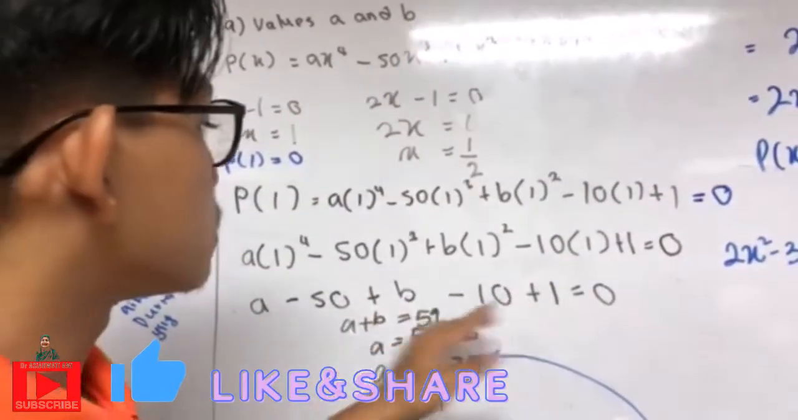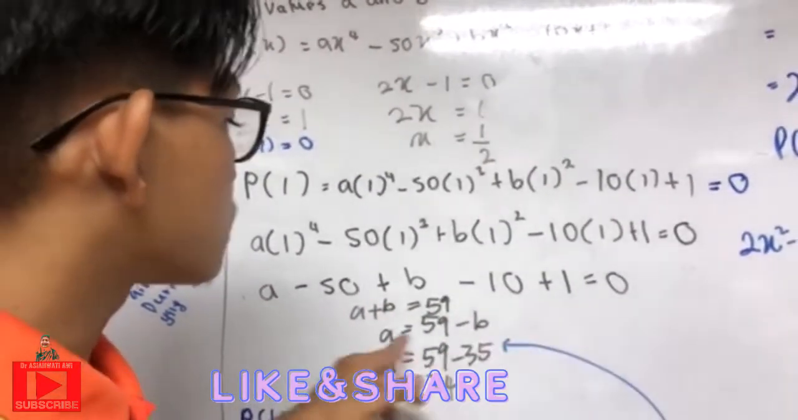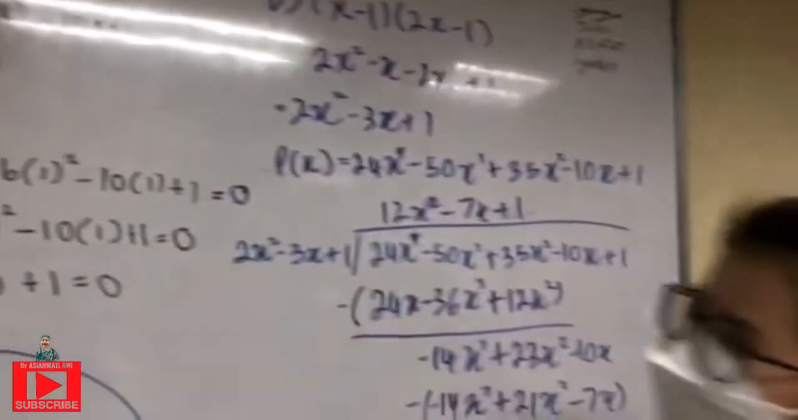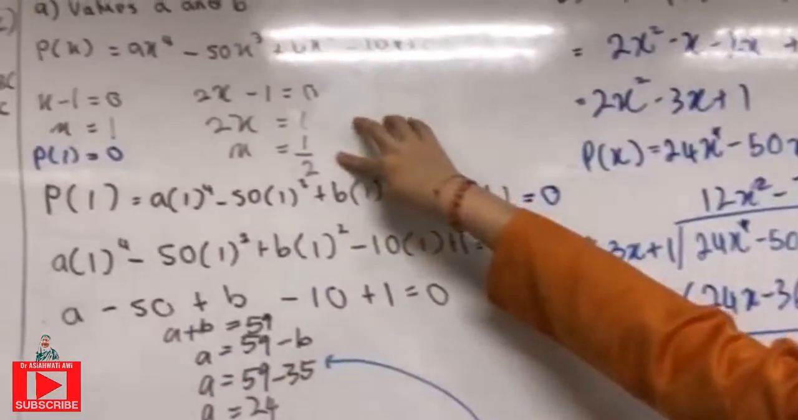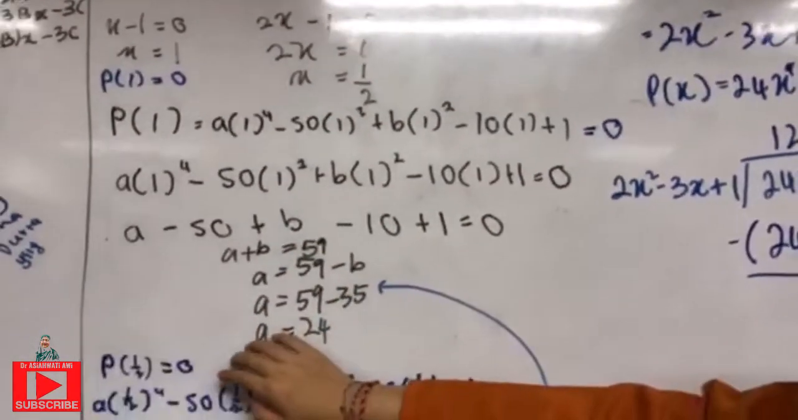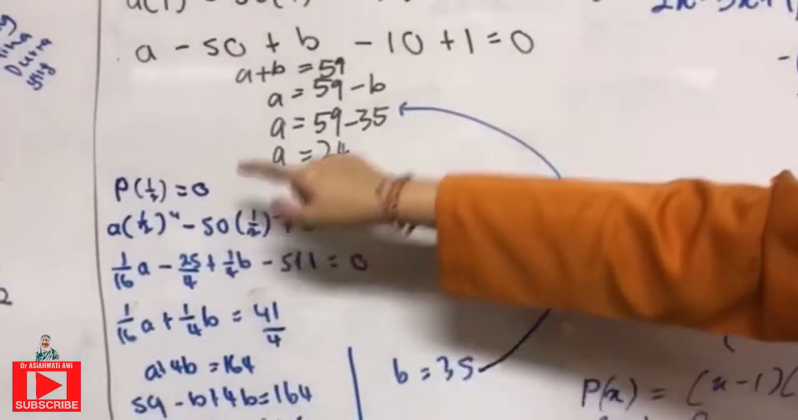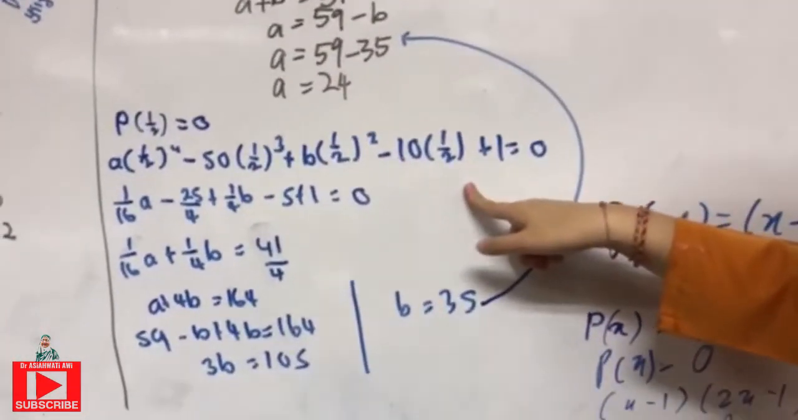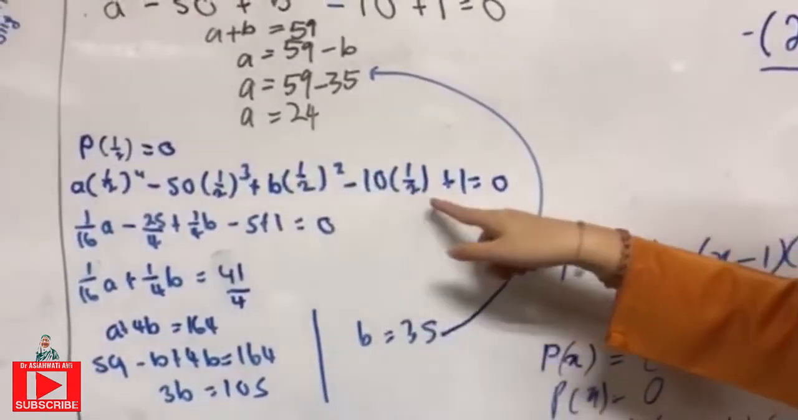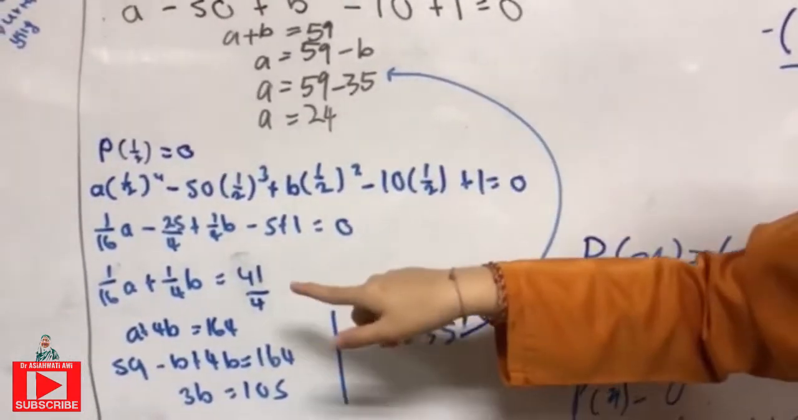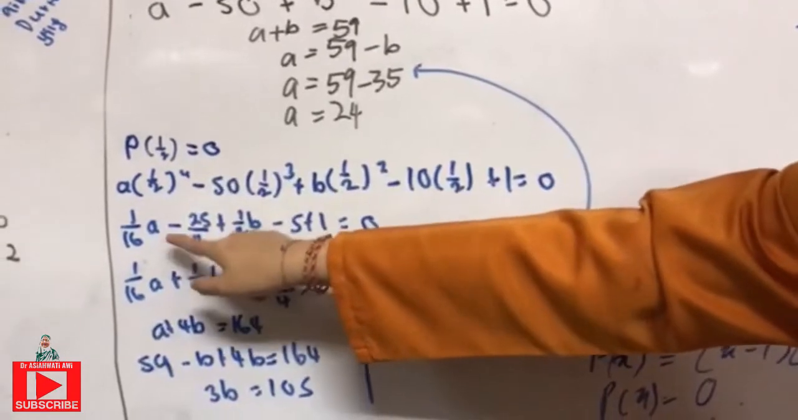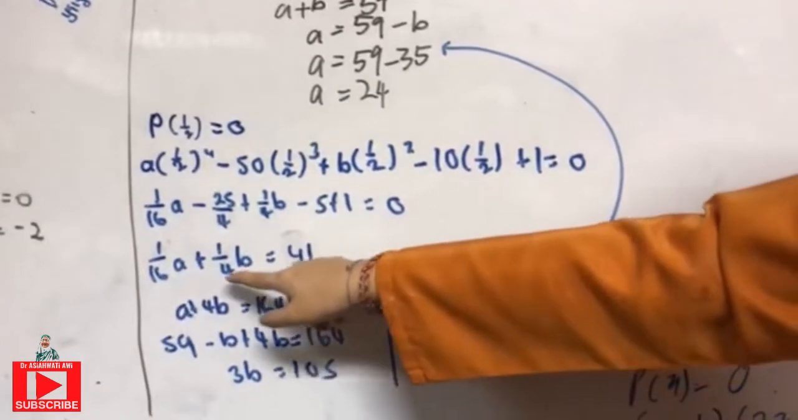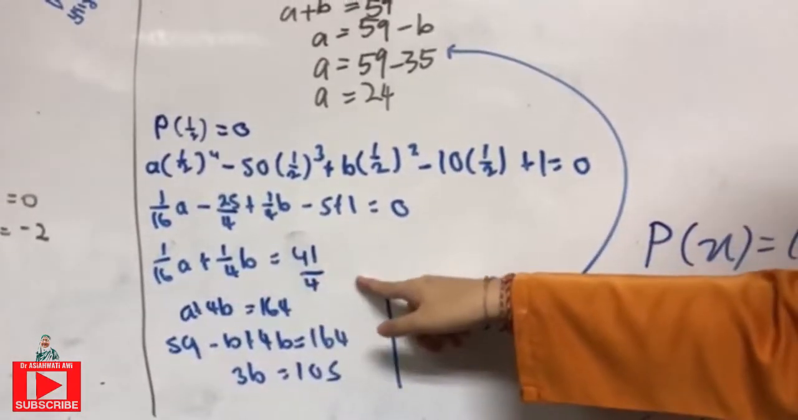So we calculate the equations, and finally we get a equal to 59 minus b. Okay, so because 1 over 2 is also one of the factors of p(x), we can substitute p(1 over 2) equals to 0. So substitute the value of x with 1 over 2, so we'll get this one, and then this one, and this one we can press calculator, and we get 1 over 16a, and 1 over 4b, and after pressing calculator we get 1 over 16a plus 1 over 4b equals to 41 over 4.